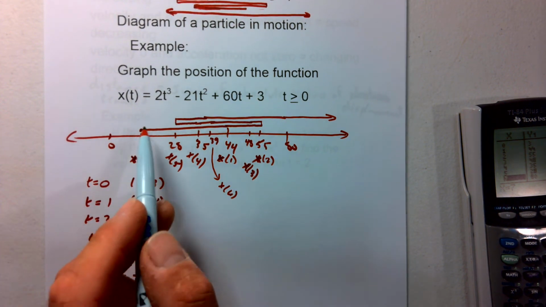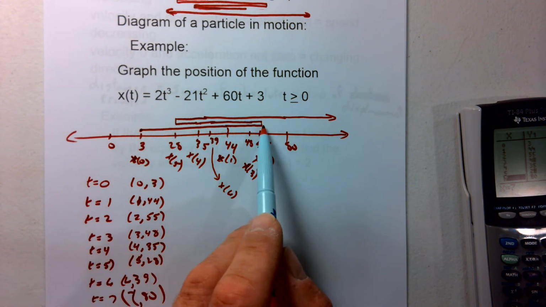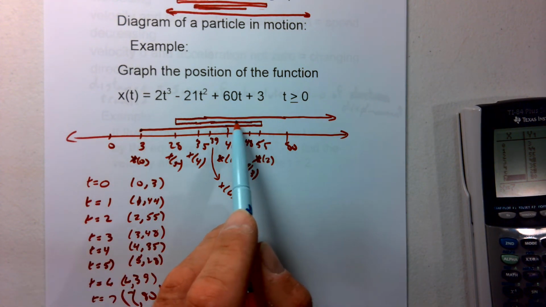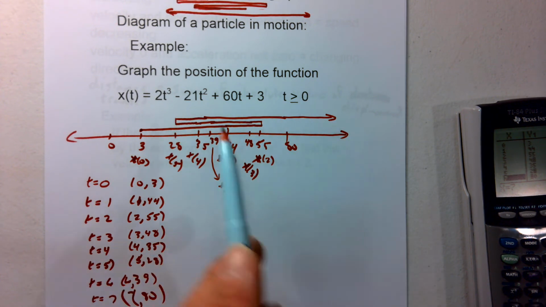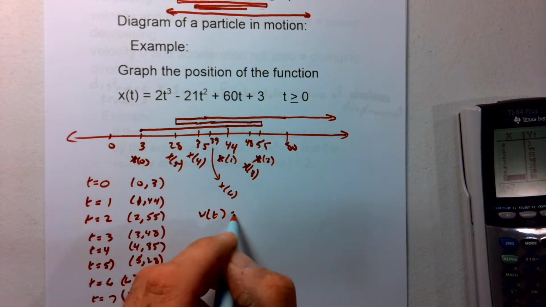But what I want to show is, notice we've come to the right, then we went to the left, and then we came back to the right. So several different things have happened there, and there are a couple of things I want to talk about. The first thing I want to do is go ahead and find the velocity.